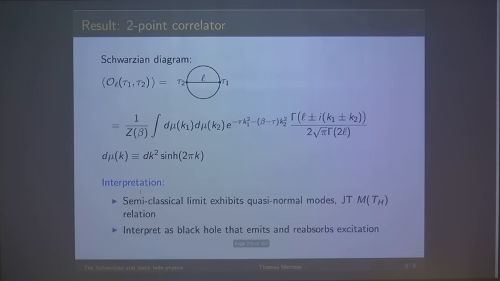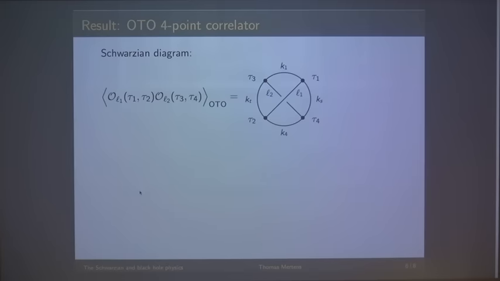So while this expression looks complicated, it has a nice interpretation in the semi-classical regime, where I take this big C to go to infinity. Because in this regime, you can see quasi-normal modes, and you can see the Jackiw-Teitelboim black hole mass as a function of Hawking temperature. So you can interpret this expression as a black hole that emits and reabsorbs an excitation. And you can generalize this to higher point functions, but the most interesting one is the out-of-time order 4-point correlator. So I can draw this in this diagram like this.